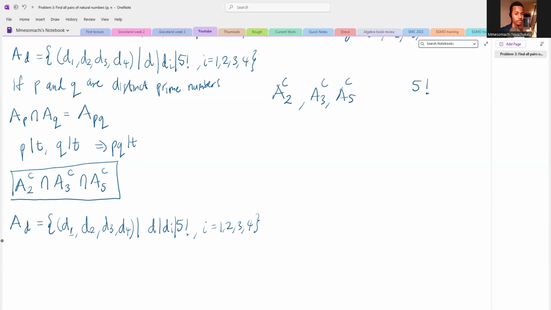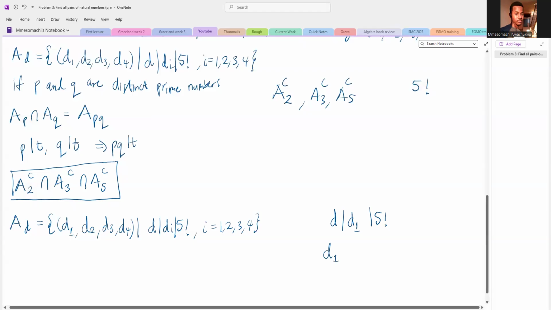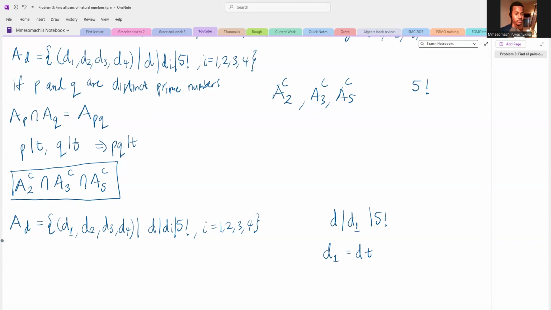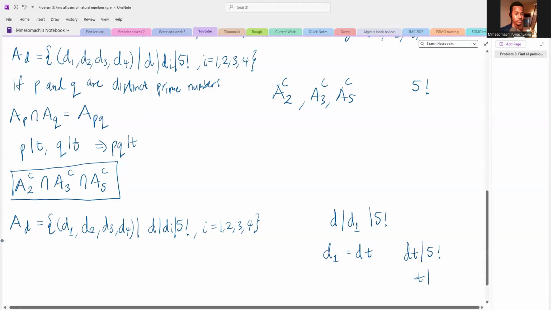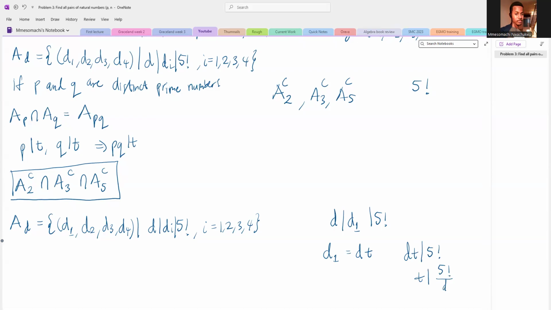For us to pick this set, we can consider how do we choose one term in this quadruple? Remember, we want D to divide, so let's say d1, and we want d1 to divide 5 factorial. So in fact, we can say d1 is equal to D times some T, and we want DT to divide 5 factorial. So we want T to divide 5 factorial divided by D. So we want to find the number of T that satisfies this. And this is just for one operator. So it means, so I'm just going to write an if statement here.